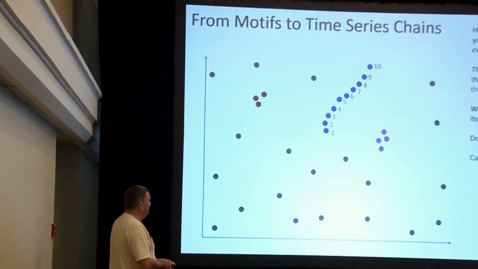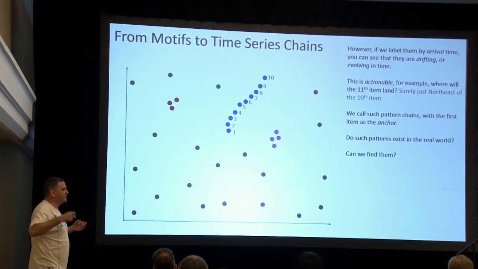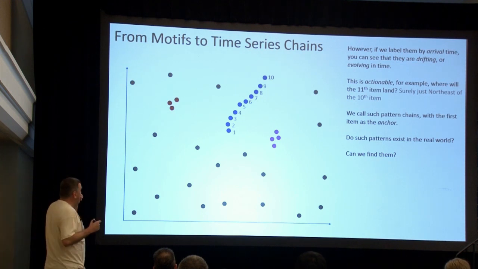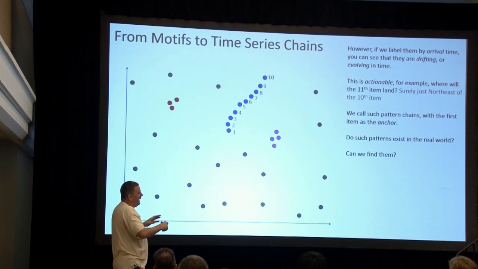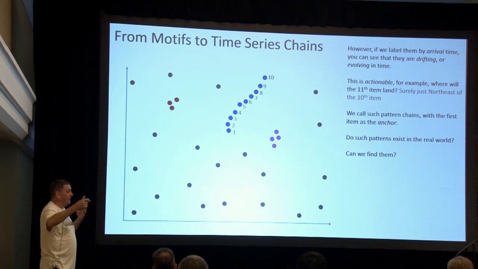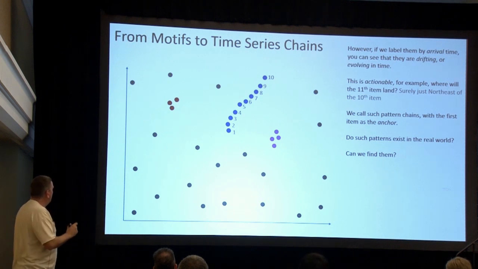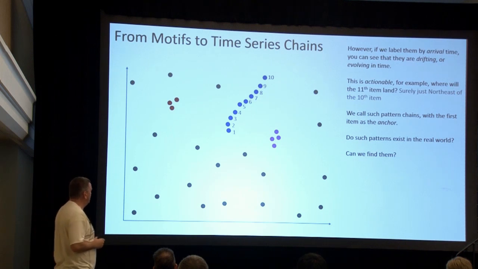This is kind of cool because it's actionable. Suppose I tell you an 11 point arrives tomorrow. Where's the 11 point going to arrive if you had to guess? My guess is the 11 point's going to arrive somewhere here. So I can weakly predict the future if I can understand this. Given that, we call these things time series chains. This is unpublished work, but I think very interesting and cool.